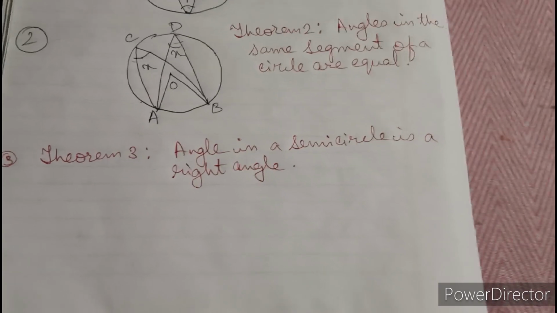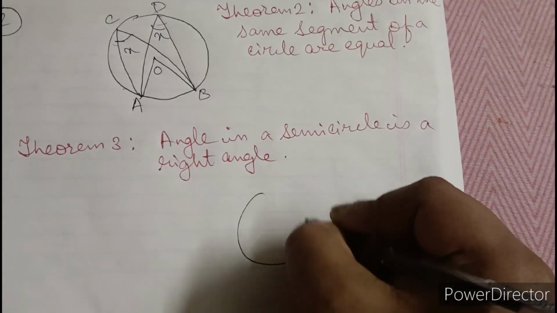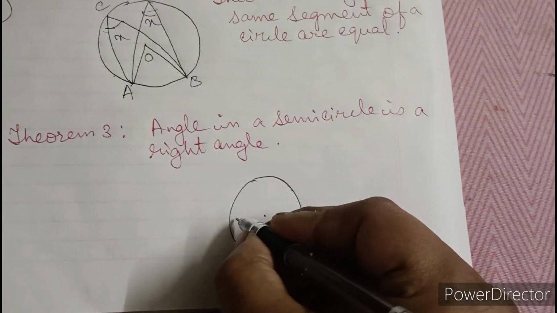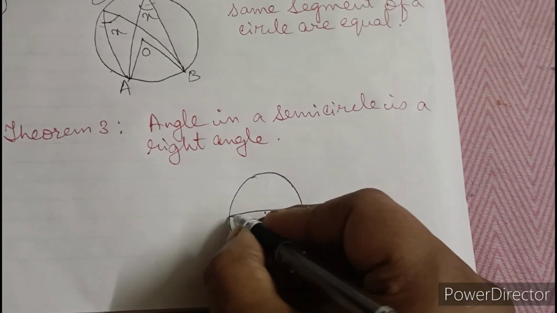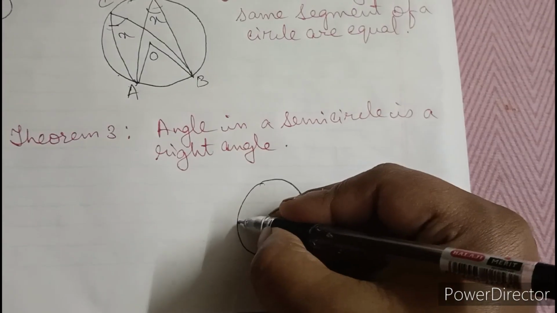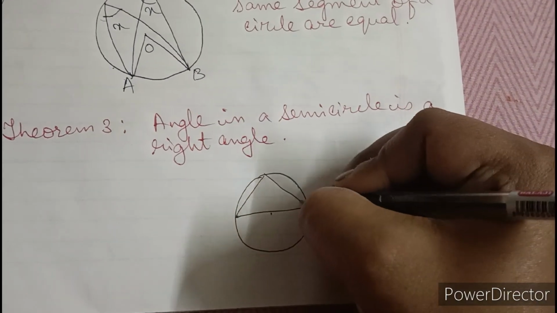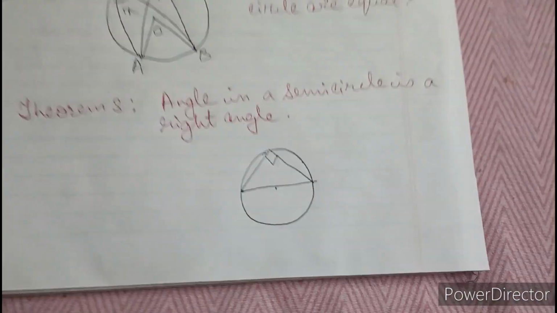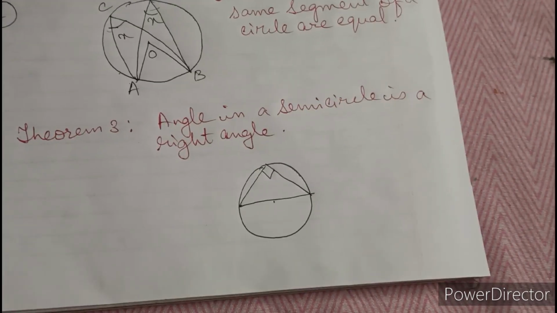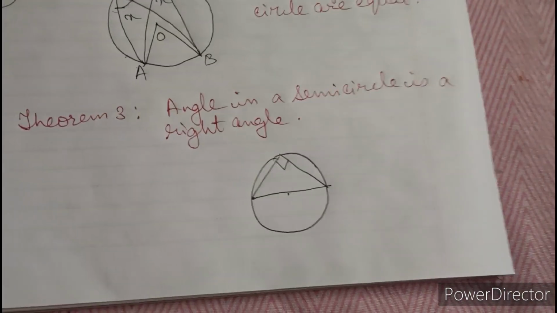Okay. Next theorem is: angle in a semicircle is a right angle. So let us draw a circle. If this is the center, this is the diameter, and this becomes a semicircle. So this is one angle in the semicircle, and this is always 90 degrees, that is a right angle. So angle in a semicircle is a right angle. So these were the angle properties of circle. The proofs are not there in the syllabus. You only need to know the theorems and their applications. You have to understand how to apply them in the sums.